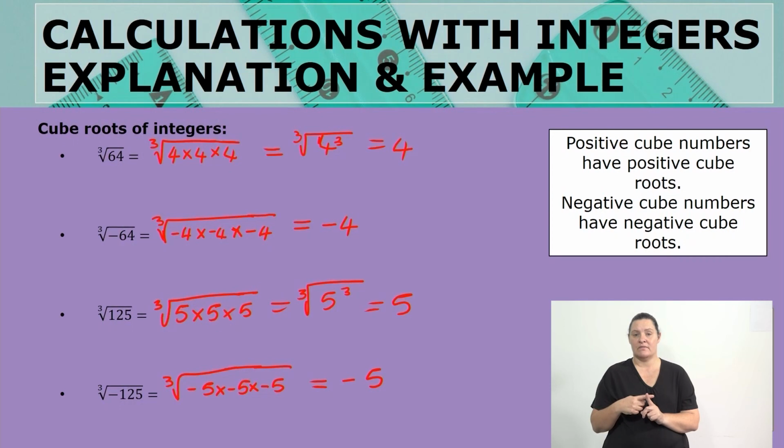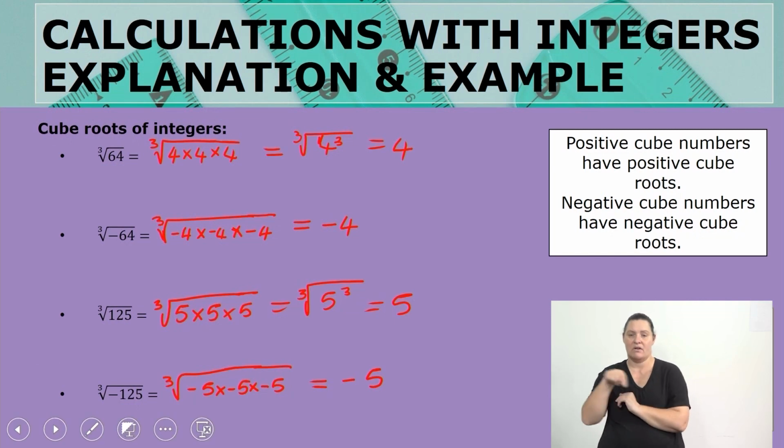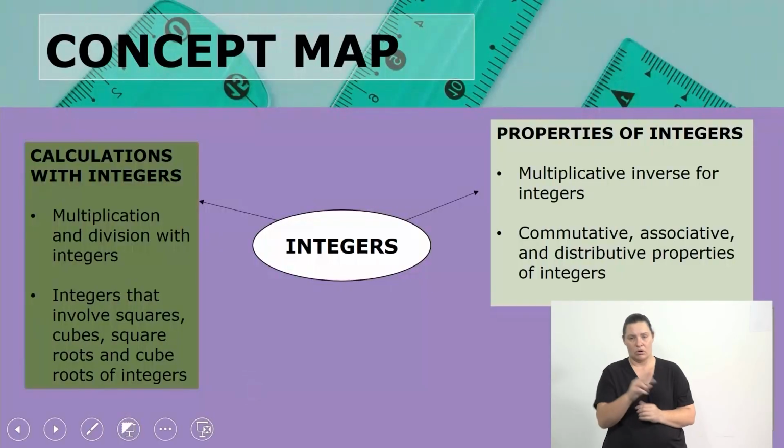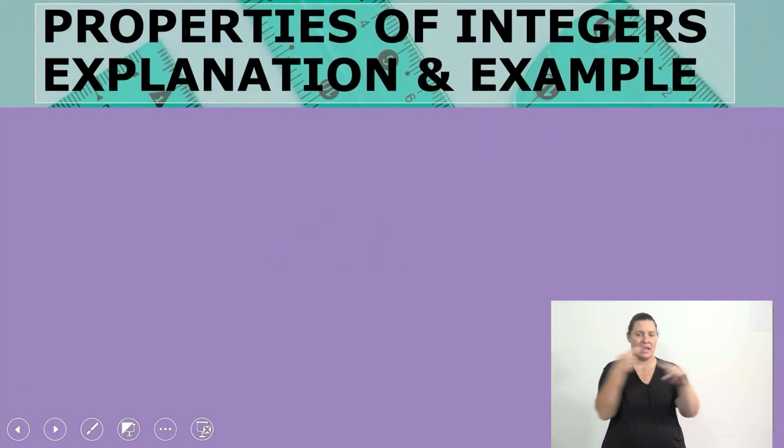Okay, so this means that positive cube numbers have positive cube roots, and negative cube numbers have negative cube roots, as you can see in the calculations that we have done. Let's look at the next part of our lesson, which is properties of integers, where we are going to be looking at the multiplicative inverse first.